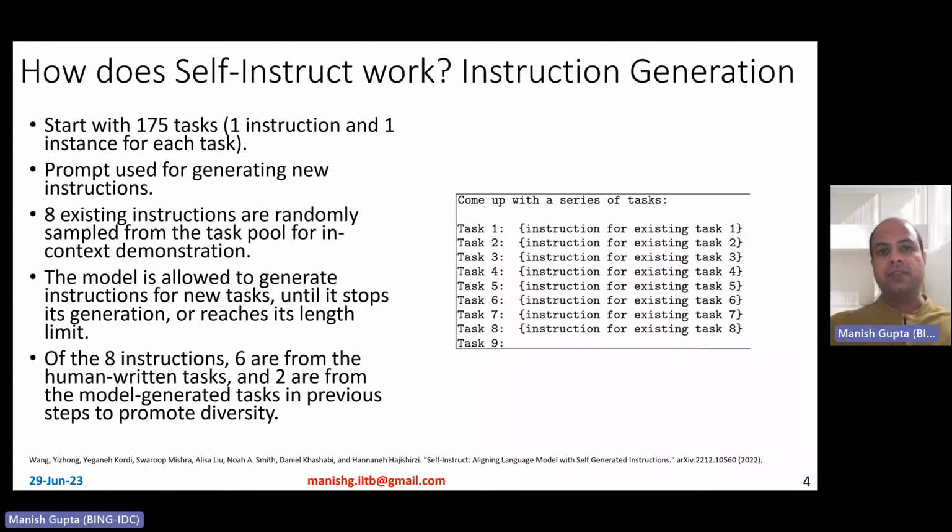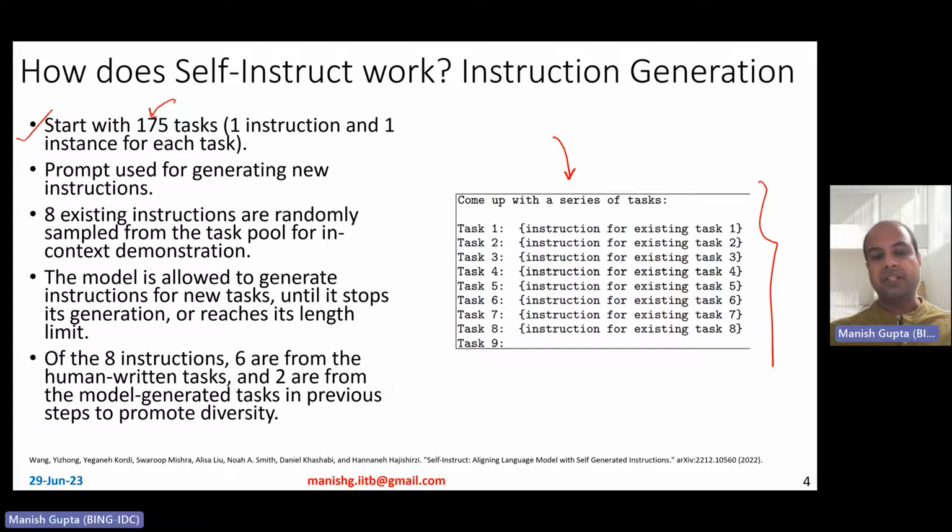Let's detail out these things. First, let's talk about how self-instruct works from an instruction generation perspective. The first step is to generate instructions, right? As we discussed on the previous slide, we start off with 175 tasks, one instruction and one instance for each task. Here is a simple prompt which is used for generating new instructions. In each of these prompts, 8 existing instructions are randomly sampled from the 175 task pool, or the task pool may become larger over iterations. So whatever is your current task pool, you sample 8 instructions from it, and you use them to demonstrate. So this is a few-shot prompt. You demonstrate that this is how a task looks like, and your instruction looks like. Generate more instructions of this kind.